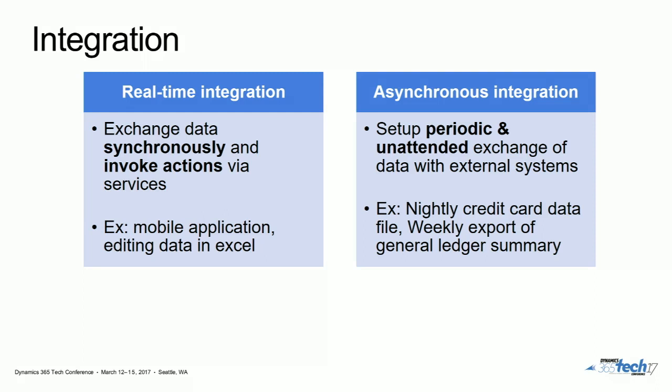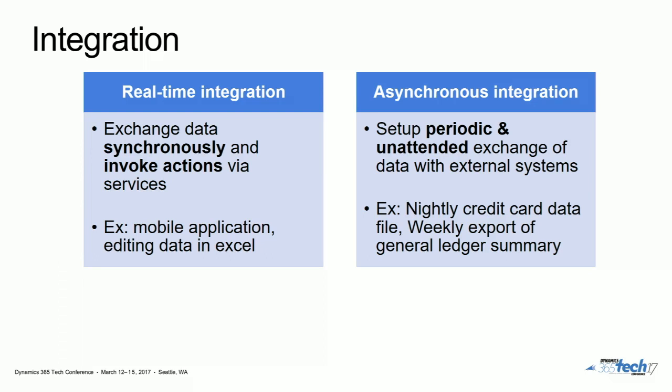At a very high level, we usually see two kinds of patterns when we talk about integration. One is real-time integration, and the other one is asynchronous integration. Real-time integration could be any lookup. For example, I'm in CRM, I have a product, but I want to get a price for that product, and the pricing for the product is maintained in operations. So that's a real-time call.